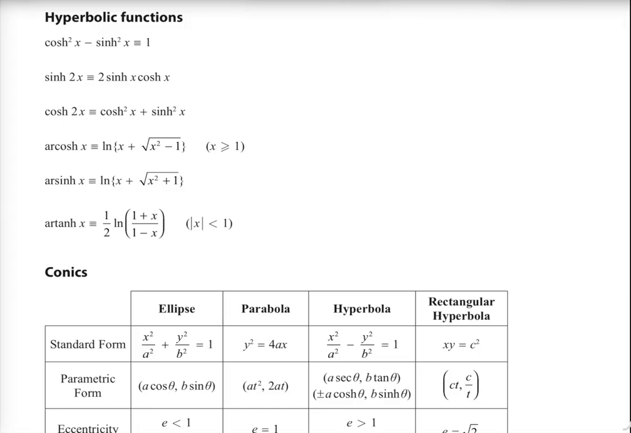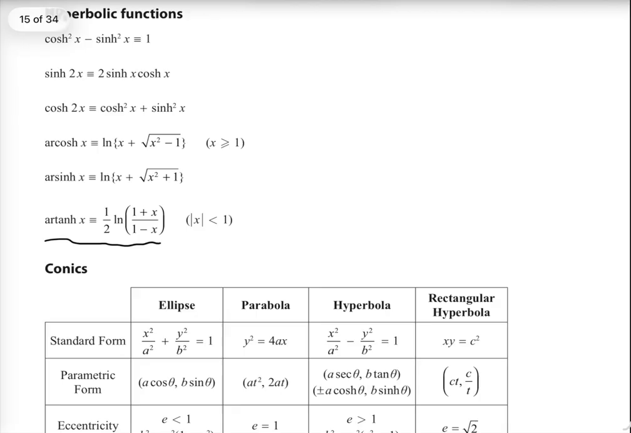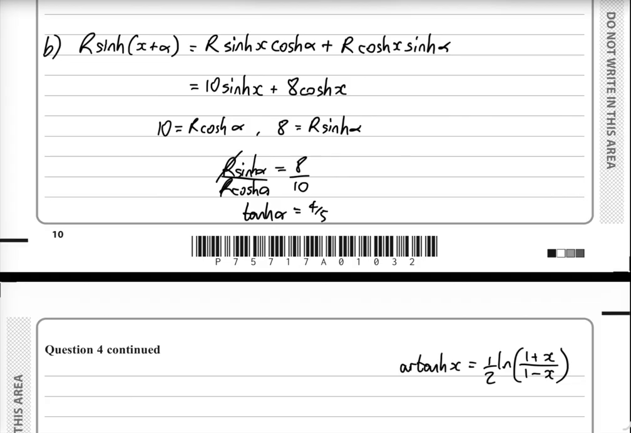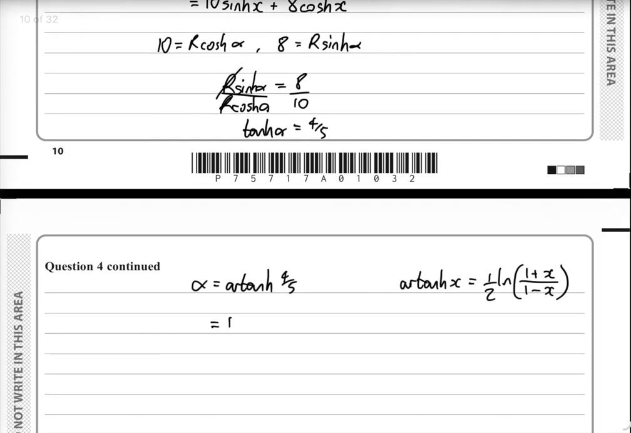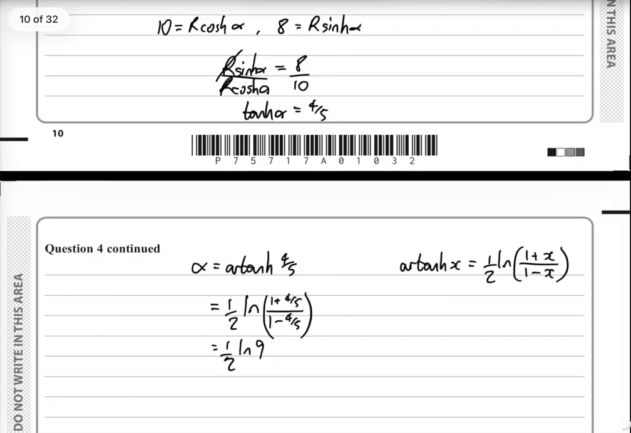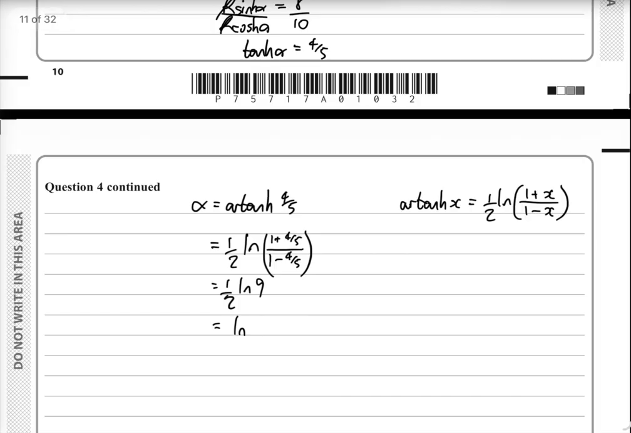I jumped across to the formula booklet again for this, because we're about to do an artanh. So I've got that down on the right there. So alpha is equal to artanh of 4 over 5. I'm going to put 4 over 5 in there. That gives me a half log of (1 plus 4/5) over (1 minus 4/5). That gives me 9/5 over 1/5, which is a 9. And we can bring that half in as a power because that's a root, and it turns it into a 3.